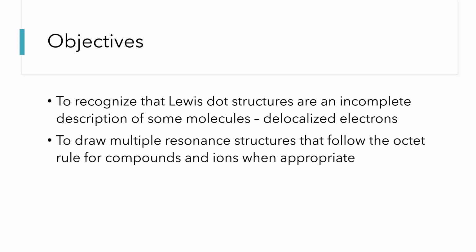Our objectives are to recognize that Lewis dot structures are not quite the whole story for some molecules, and that will give rise to a description of the bonding that includes delocalized electrons. And we need to be able to draw these multiple resonance structures that follow the octet rule when appropriate.